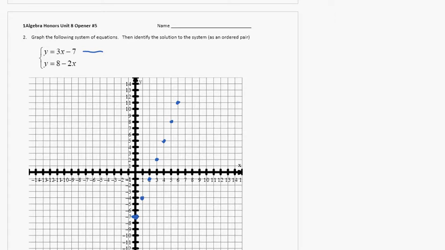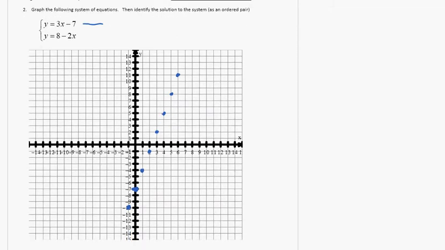Now remember, if the slope is positive 3, you can also go down 3 and to the left 1. That's because negative 3 divided by negative 1 still gives you a positive 3. Okay, let's call this good enough with the blue line. That's the first line, and I will do my best to draw something approaching a straight line through those points.